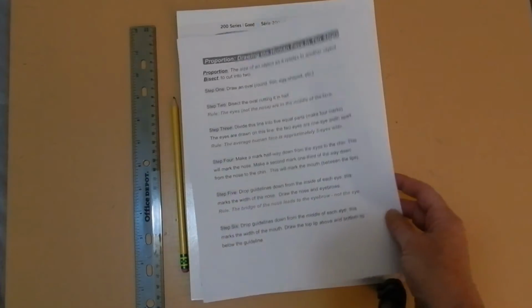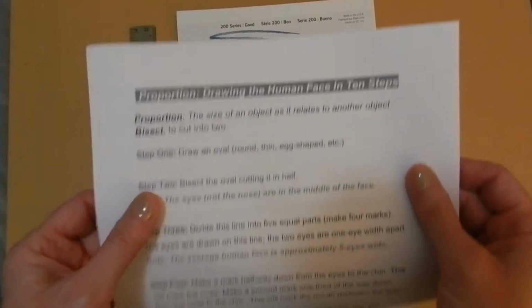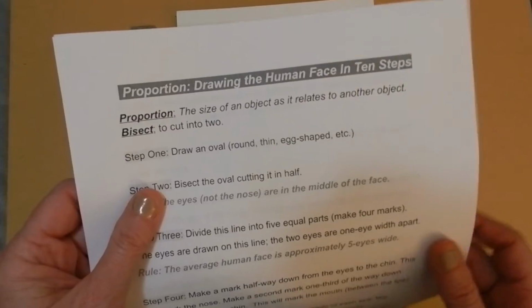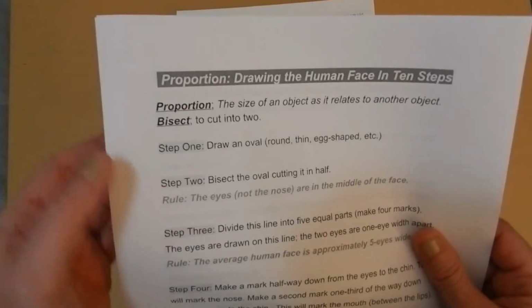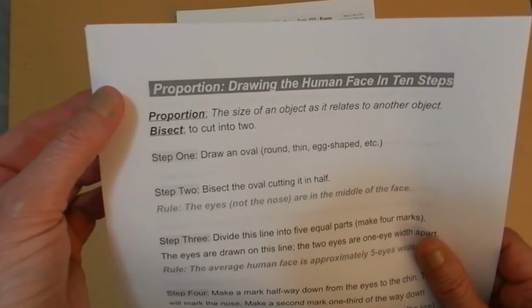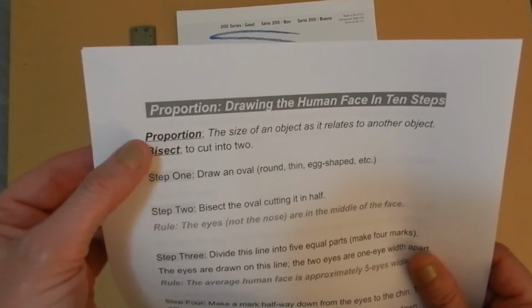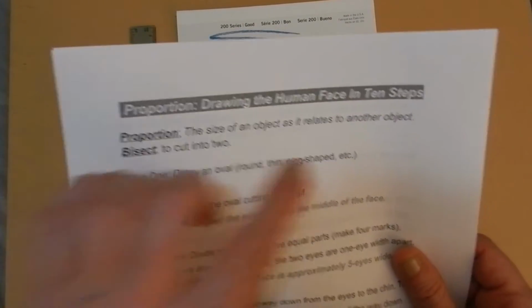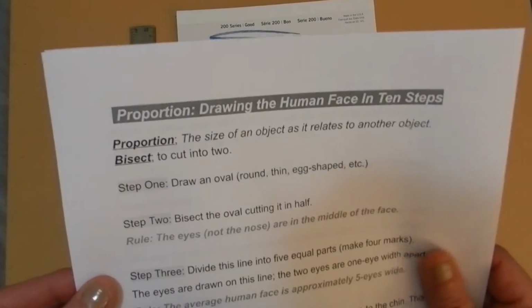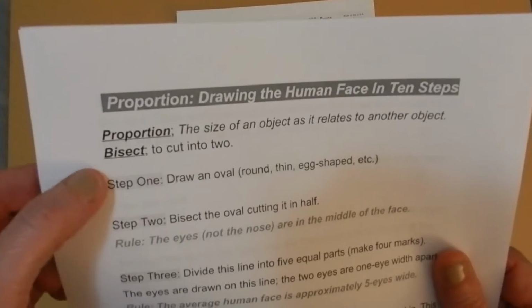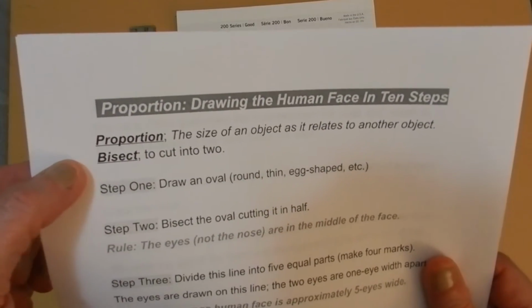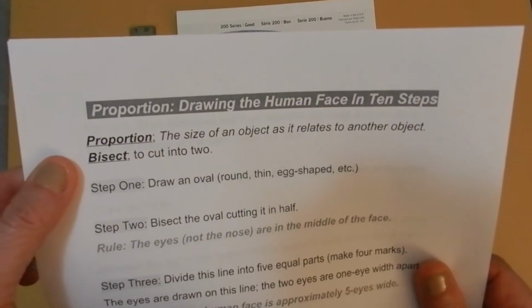So we need to understand that the human face has certain characteristics that help you understand proportion. When we are exploring proportion, we will be drawing the human face, and we're going to do that in 10 steps. The first thing that I would like for all of you to know is that your two vocabulary words for this unit are right at the top of this form.